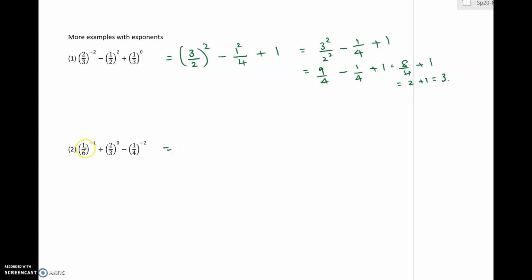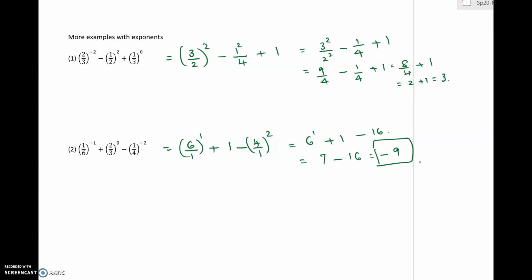The next one, 1 over 6 to the power negative 1. So flip and then make the exponent positive, which is 6 to the power 1. Anything to the power 0 is 1. Then again you flip and make the exponent positive. So it is 6 to the power 1 plus 1 minus 4 squared over 1 squared, which is 16. That is 7 minus 16, which is negative 9. So that completes 4.1. Now let's start with 4.2.